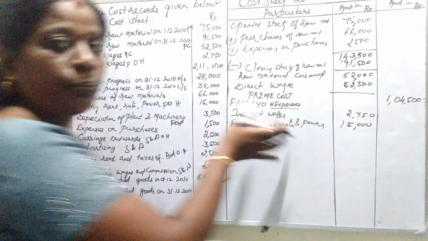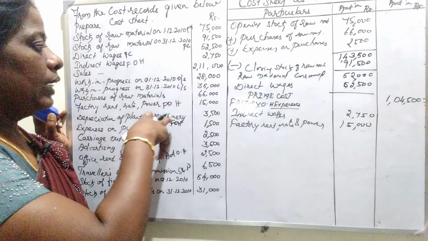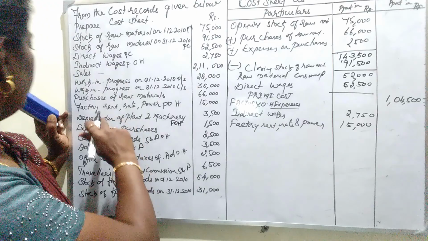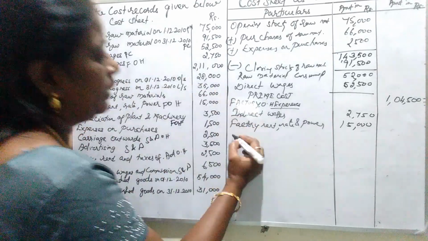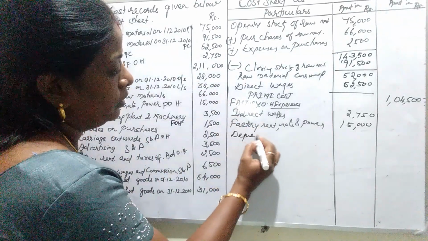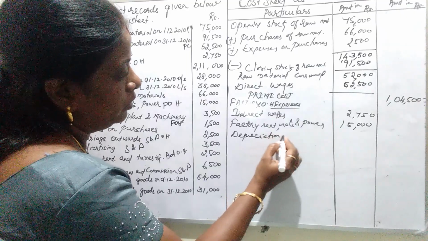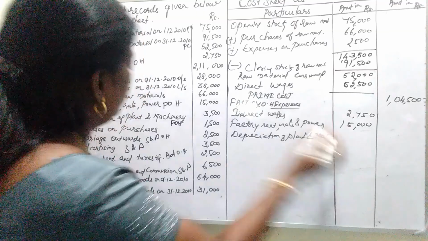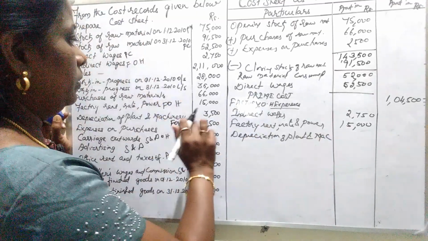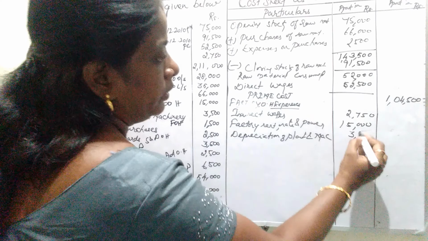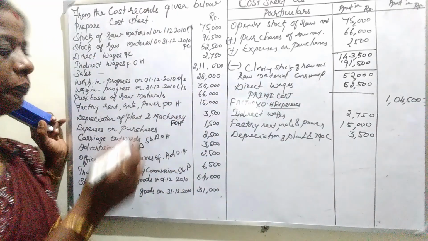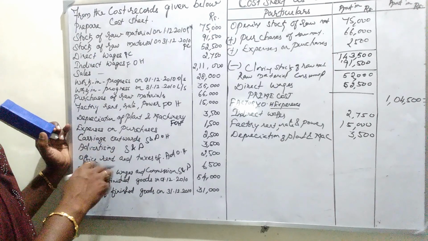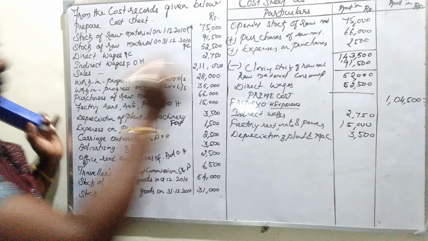It is very easy to prepare once we are classifying the expenses under different heads. Okay. Then depreciation of plant and machinery, 3,500. Okay. Next, current. Okay, that's all.